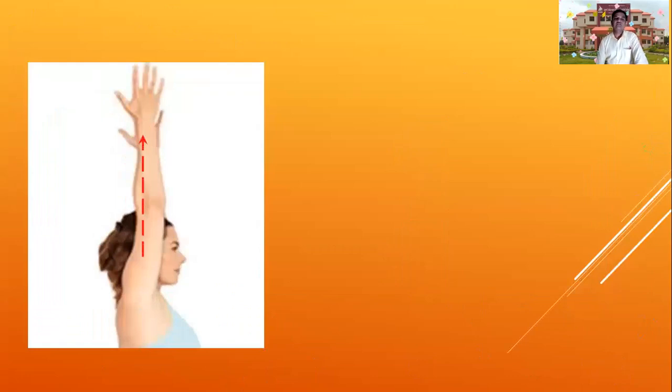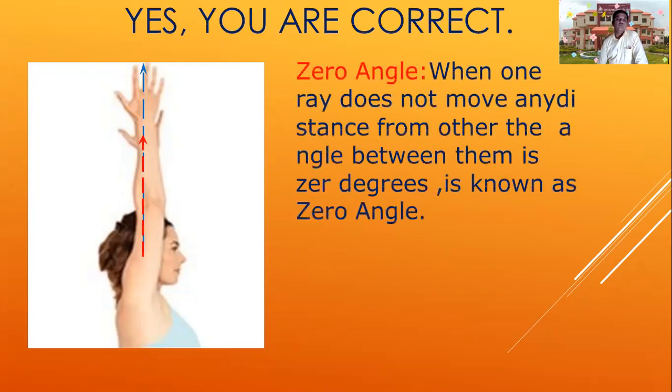In this case, you'll see that the first hand is exactly vertical. Also, the second is exactly vertical, and there is no angle in between the two hands of this woman. So both the rays are in the same direction, they lie one below the other. So the angle between them is known as a zero angle.